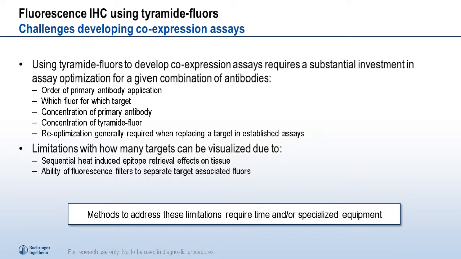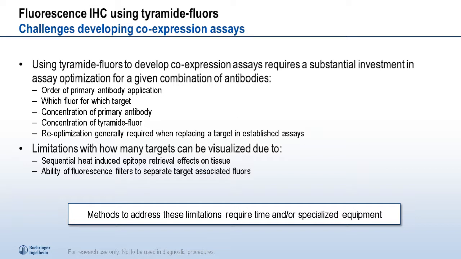And then one of the most obnoxious things that we encounter is sometimes you've developed this beautiful 3-plex, 4-color assay, and you want to swap out one of the targets because you want to really address a different but very specific question, and you end up having to re-optimize the entire assay because it just doesn't fit with that optimization that you generated with the original antibody.